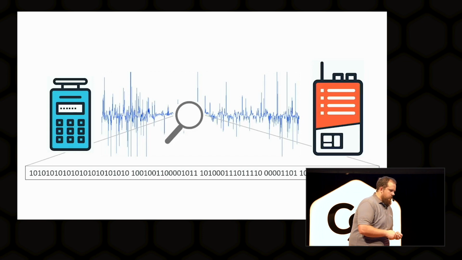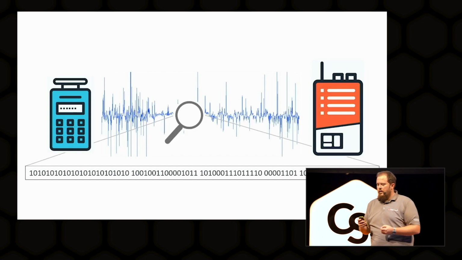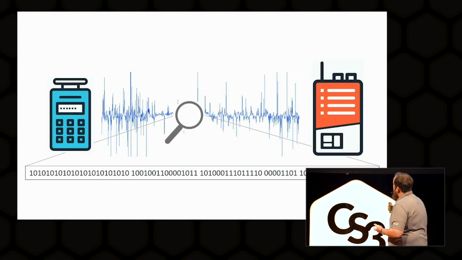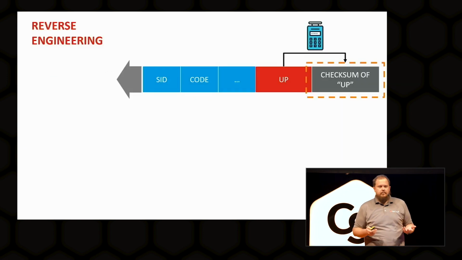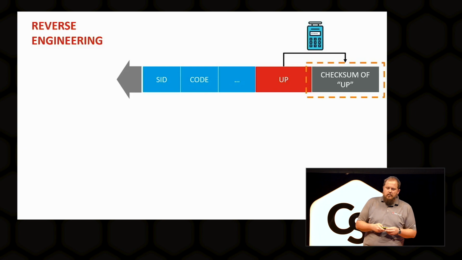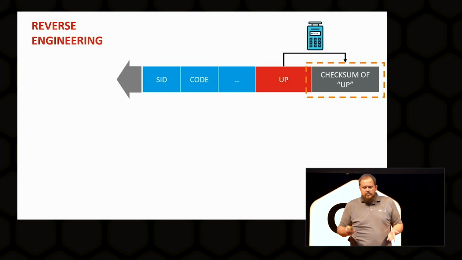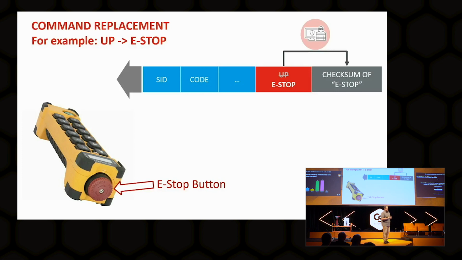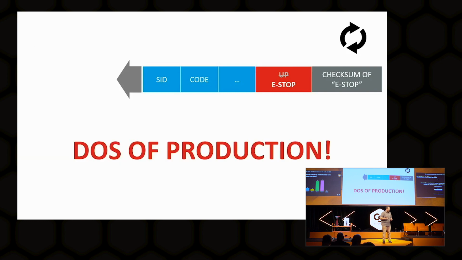We can take a command, and now we can say, record somebody doing up. Okay, so they're raising the crane. So the next thing we can do is change that up, since we now know all the commands, change it to an EStop. So we took your up, pulled out your pairing code, made our own packet that says EStop instead of up. More or less, it can be a DOS of production.